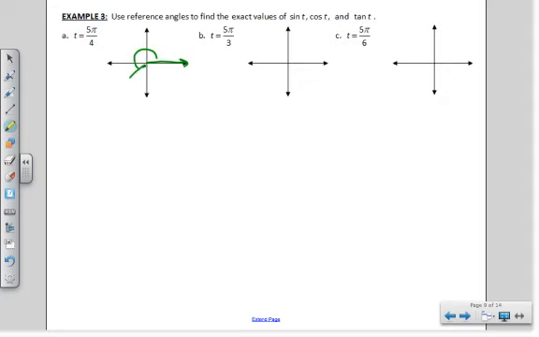And you should know that 5 pi over 4 puts you in this quadrant. And that is going to make our reference angle this little guy right here. So we're going to write t prime is pi over 4. Now, if we just draw our little triangle, this is going to be a 45, 45, 90 triangle. And what do we know about that? This side is 1, this side is 1, and this side is square root of 2.